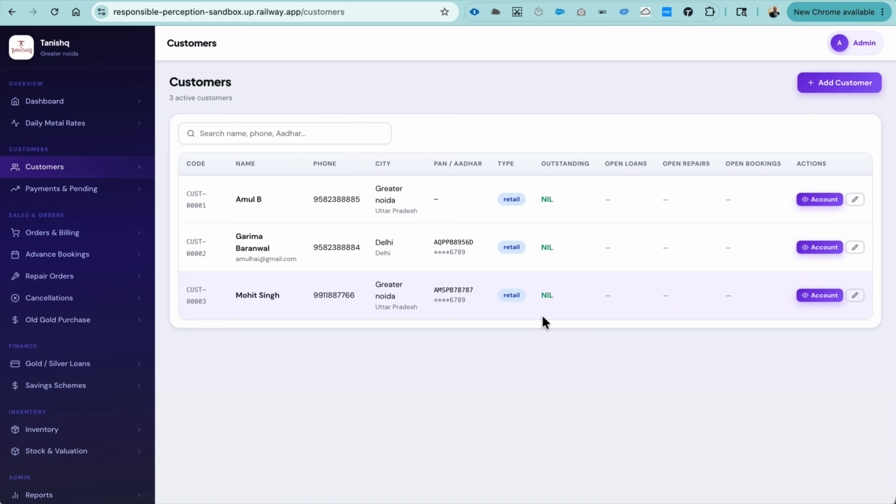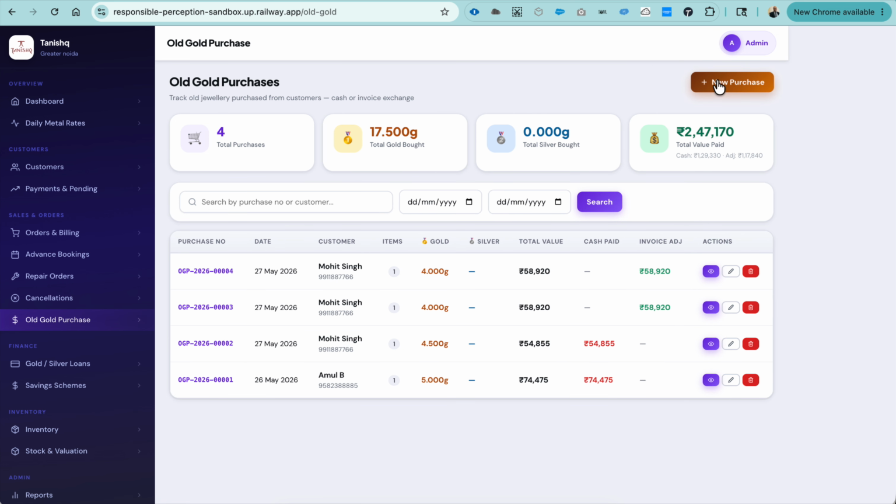So today I would like to discuss one of the use cases where a customer would like to sell their old gold, and as a shopkeeper I would like to purchase old gold. So how can I initiate the old gold purchase? Let's suppose this is my customer, and I go to my old gold purchase item.